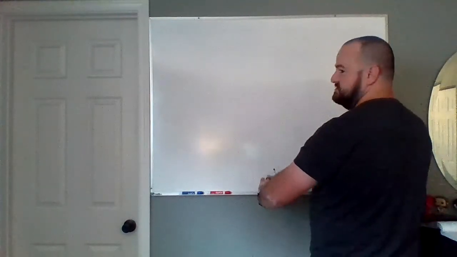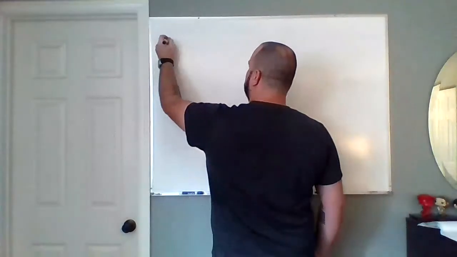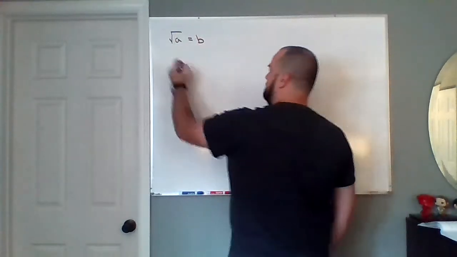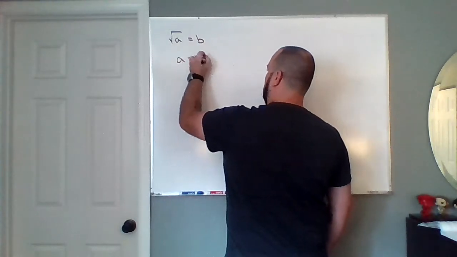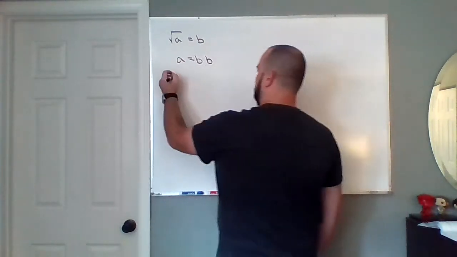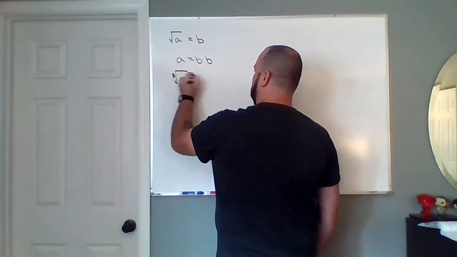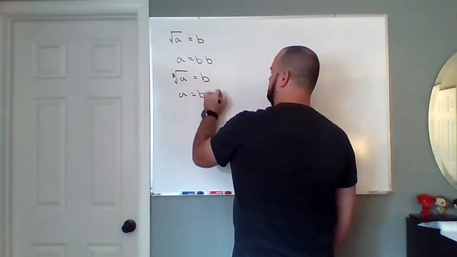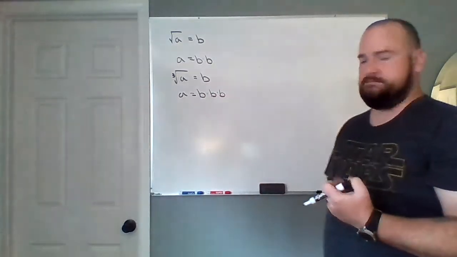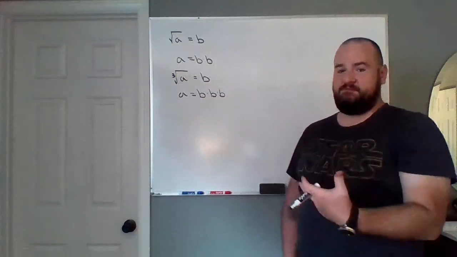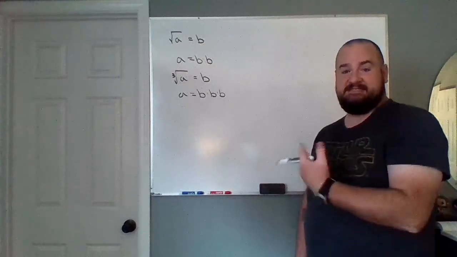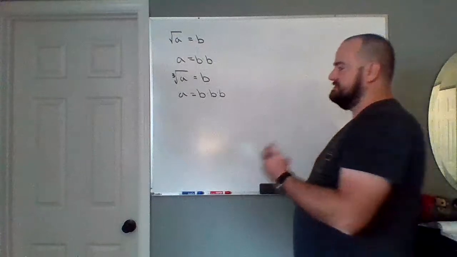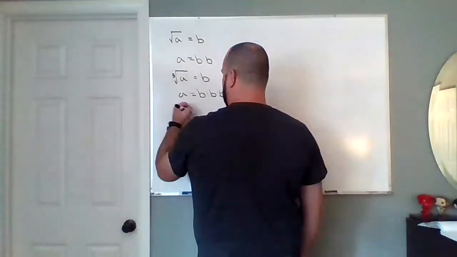So let's first talk about the square root. If we say that the square root of a is equal to b, that means simply that a is equal to b times b. Similarly, if we say the cube root of a equals b, that means a is equal to b times b times b. So if we said the nth root of a equals b, that means b to the n is a. What's cool about this is we can get some really simple answers.